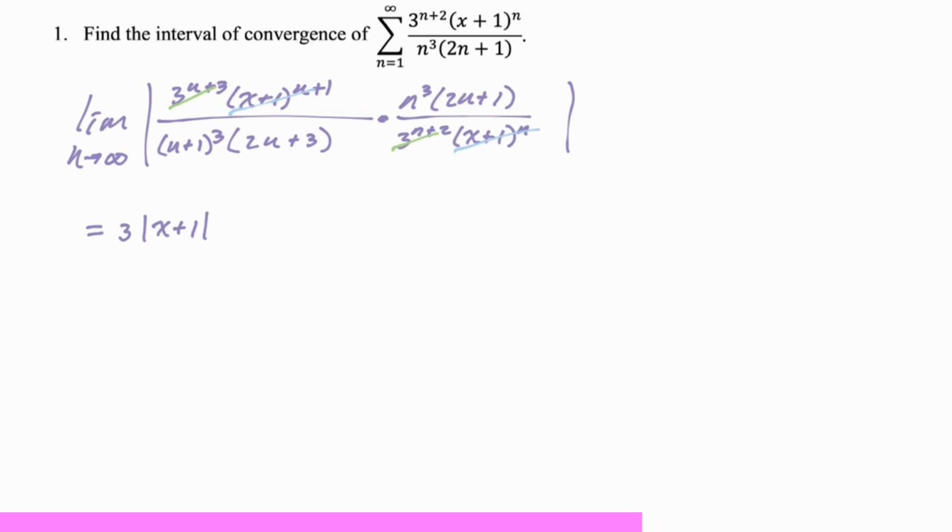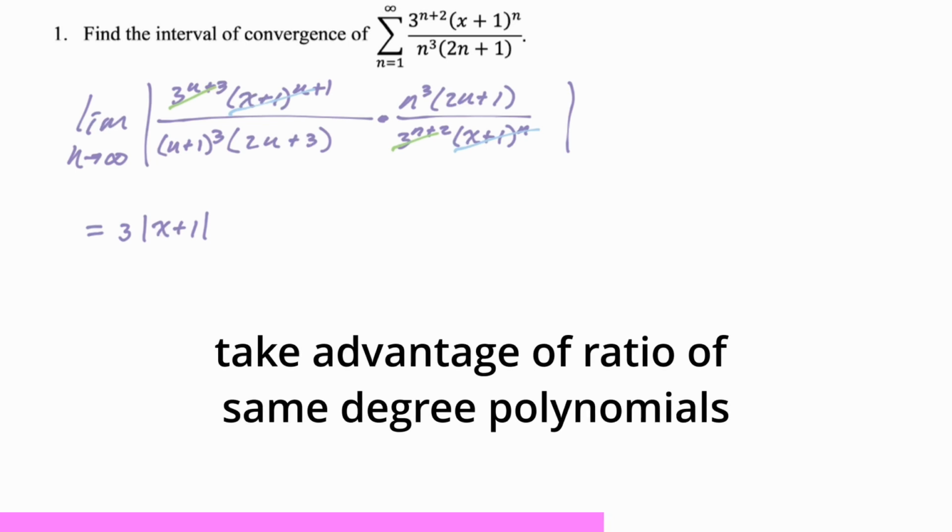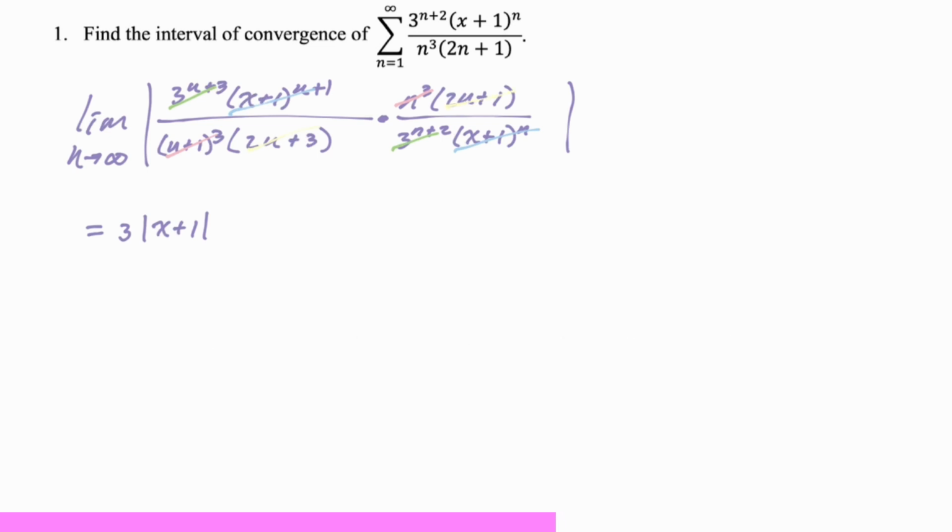Now look at what's left. You have 2n plus 1 over 2n plus 3. You have n cubed over n plus 1 cubed. Those are the same degree, same coefficient. So when you go to infinity, those ratios will just go to 1. So both n cubed over n plus 1 cubed and 2n plus 1 over 2n plus 3 go to 1. They're not contributing anything. So all we're left with when we take the limit is 3 times the absolute value of x plus 1. That's all the work you really need to show for this. This needs to be less than 1 for the series to converge by the ratio test. So we definitely know that the absolute value of x plus 1 has to be less than 1/3.